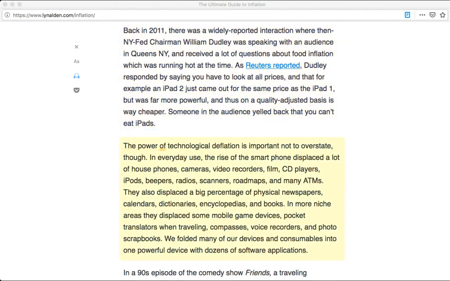The power of technological deflation is important not to overstate, though. In everyday use, the rise of the smartphone displaced a lot of house phones, cameras, video recorders, film, CD players, iPods, beepers, radios, scanners, road maps, and many ATMs. They also displaced a big percentage of physical newspapers, calendars, dictionaries, encyclopedias, and books. In more niche areas, they displaced some mobile game devices, pocket translators when traveling, compasses, voice recorders, and photo scrapbooks. We folded many of our devices and consumables into one powerful device with dozens of software applications.